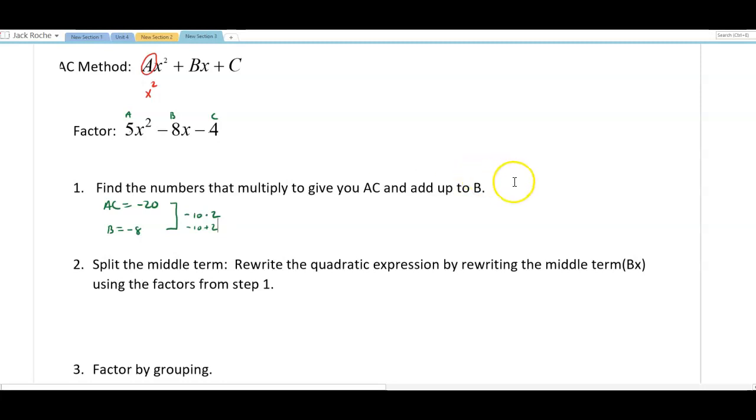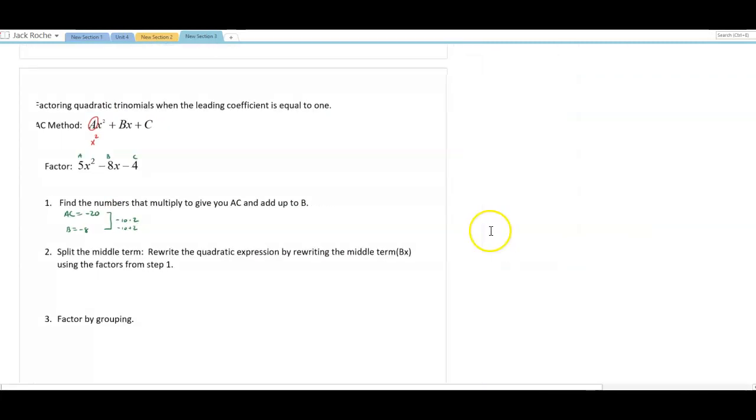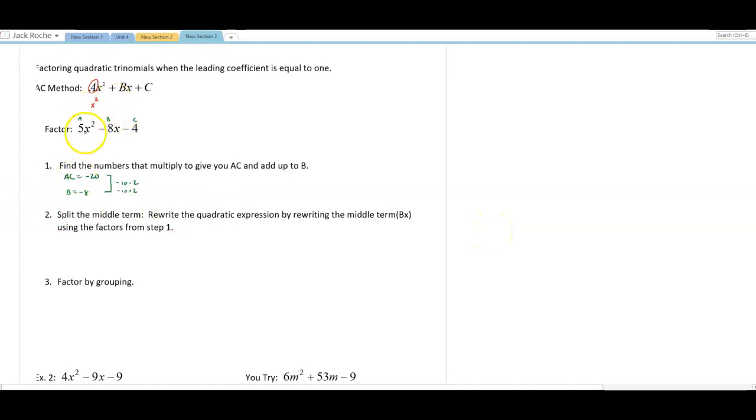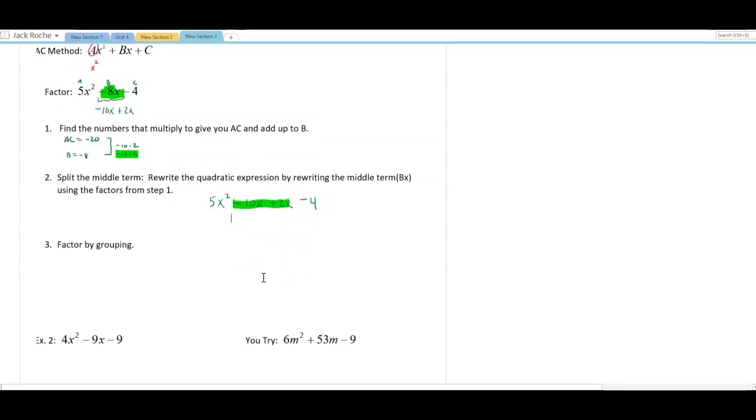So my next step, once I find those numbers, is to split the middle term, or split the B term, as they say. Meaning, I'm going to bring down the 5x squared. I'm going to rewrite negative 8x as negative 10x plus 2x. So minus 10x plus 2x. And then I'm going to bring down the minus 4. So all I did is use these numbers to rewrite that middle term. Now my last step is just to go ahead and factor that by grouping.